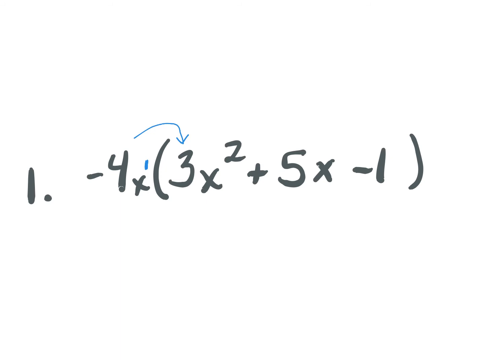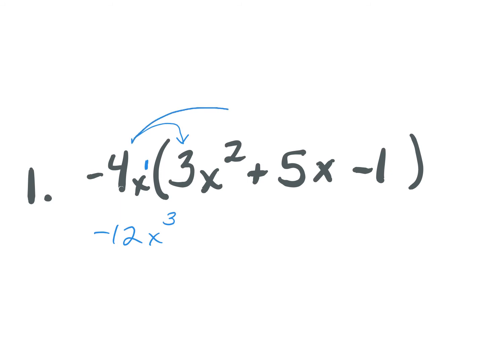So negative 4x times 3x squared. What's negative 4 times 3? Perfect. Negative 12. And then what's x to the first times x squared? I have 2 and 1 gives me 3. Perfect. No worries. Now we're going to distribute again.